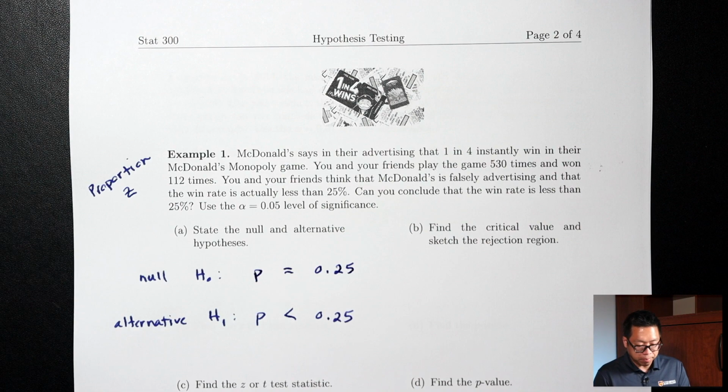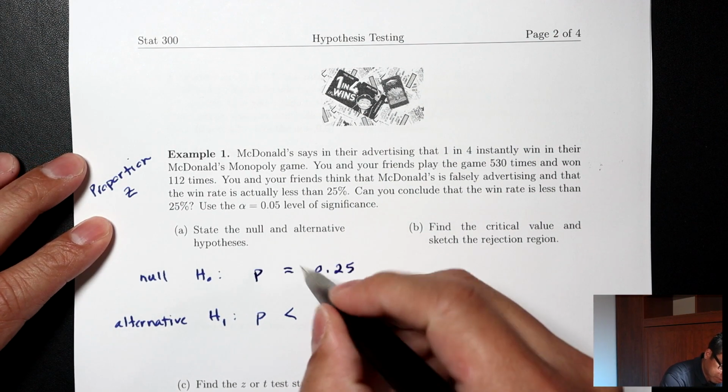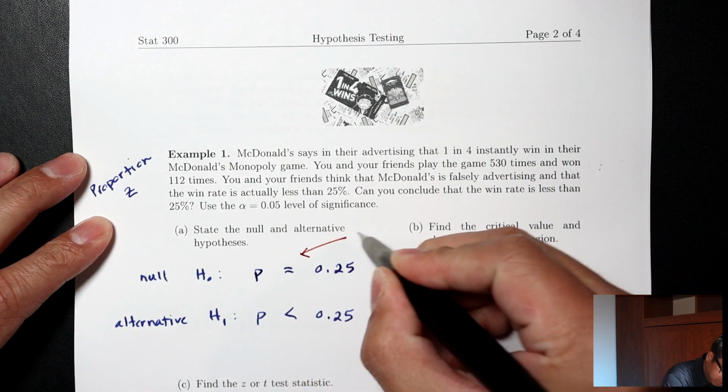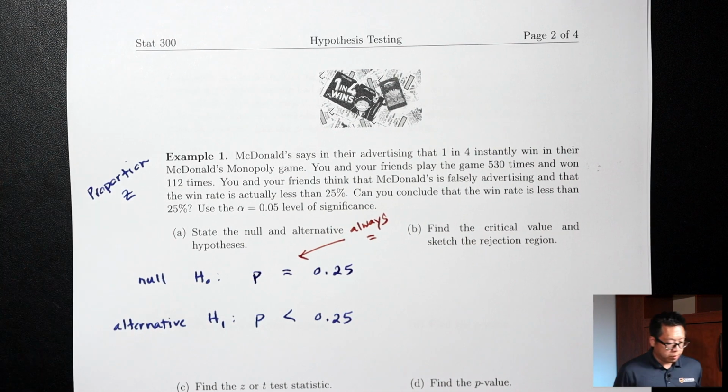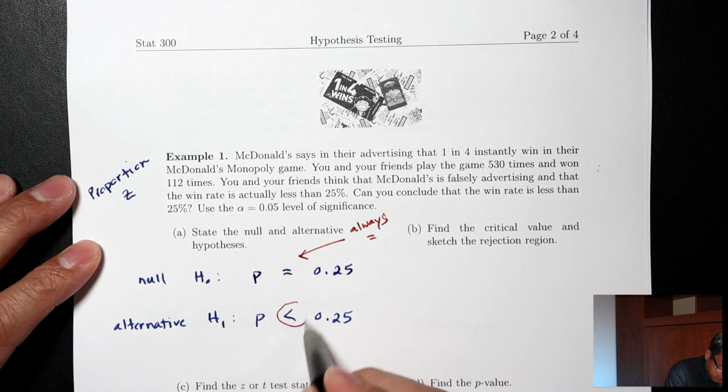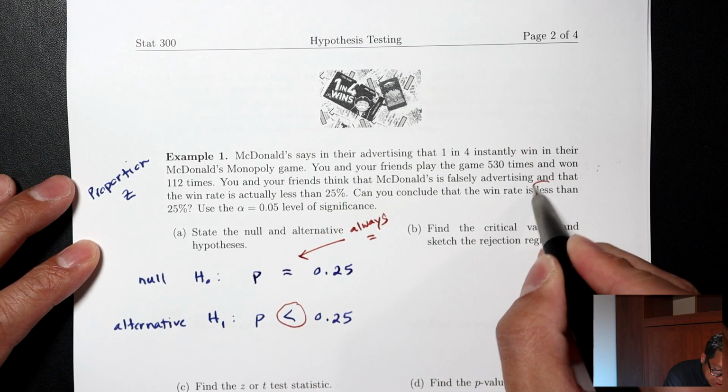Okay, let me write that down. The null hypothesis will always have an equals in the middle. And for H1, we have a less than here because it says less than here.